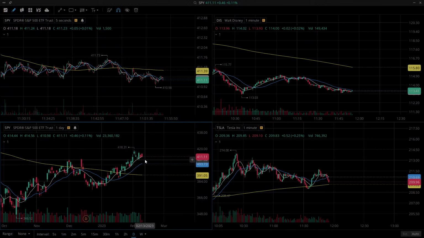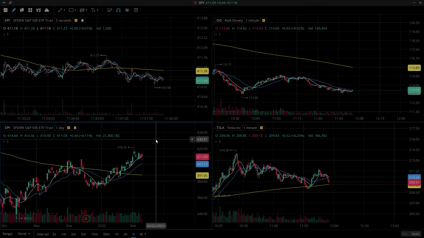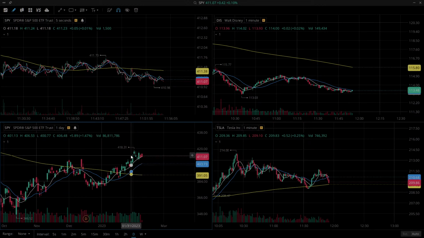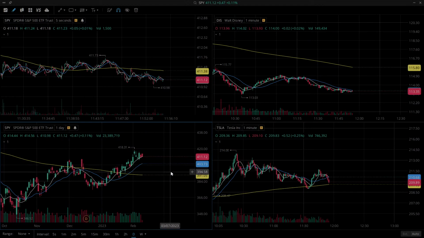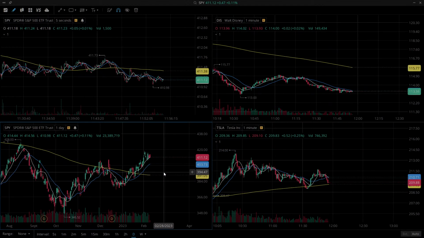Pullback is natural here. As long as it doesn't breach the 8 period, it should accumulate here, and can possibly make the 3rd leg, which would take us to that 426 to 428 target up here. But it can also break over here and retrace down to the 50% mark, which would be like 395. That is very much on the table. Can certainly happen.